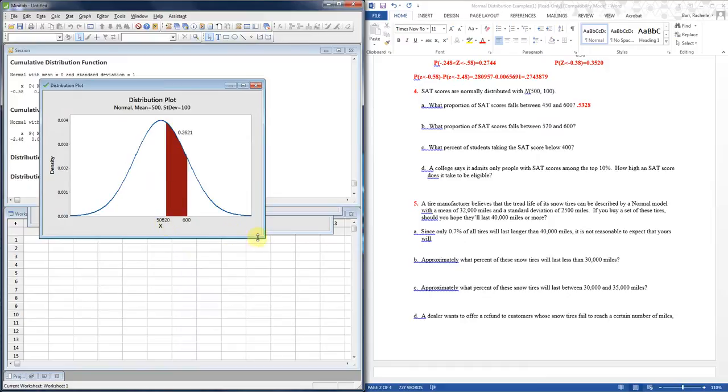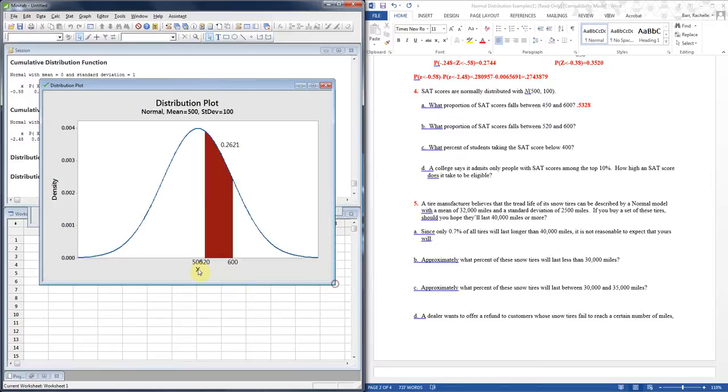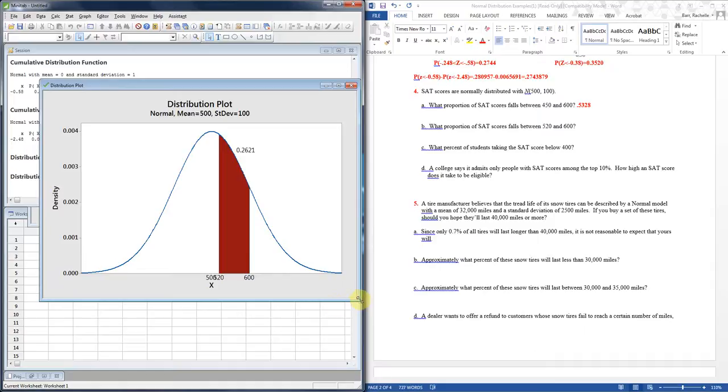Notice that this sometimes happens where your graph gets a little crushed. You can actually make it a little bit bigger to avoid that problem. Oh, but it didn't matter. Oh, my screen's not big enough to fix this, I don't think. It's not. Okay, so our probability for this one is going to be 0.2621, and that makes sense.